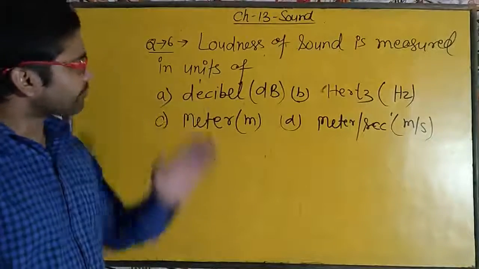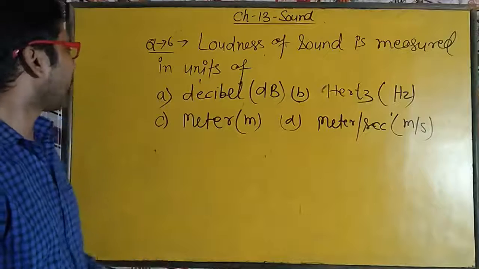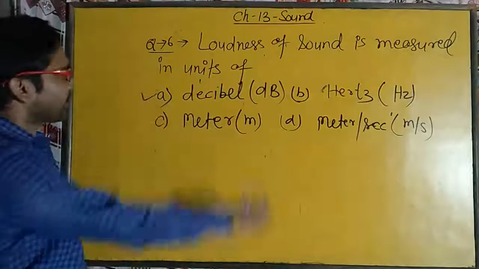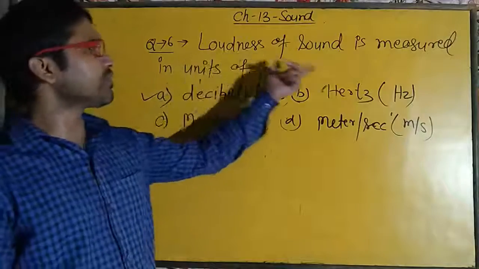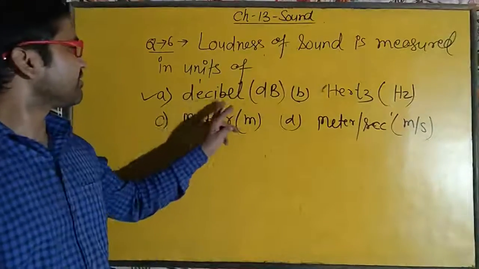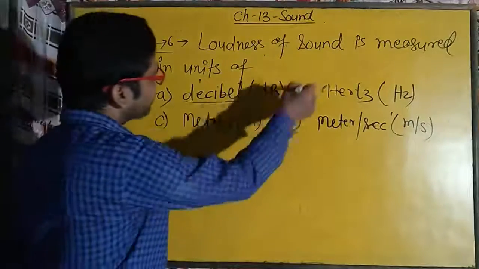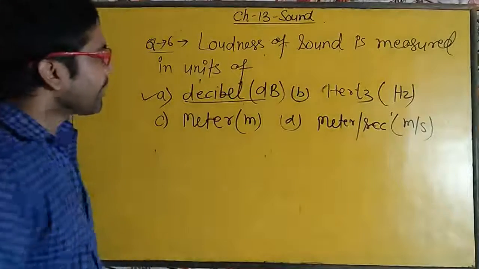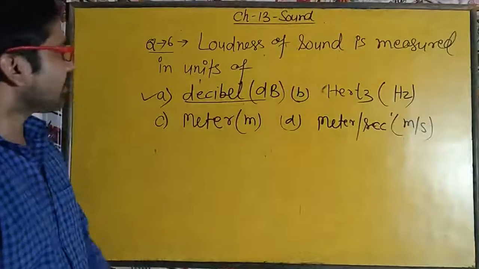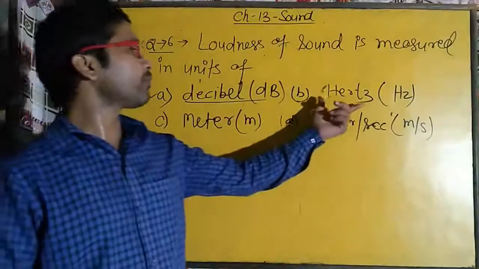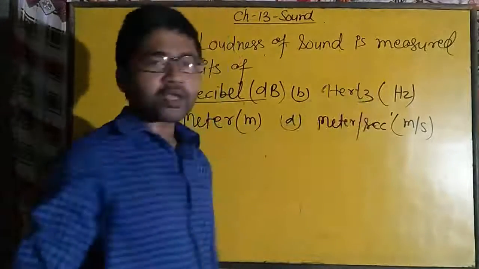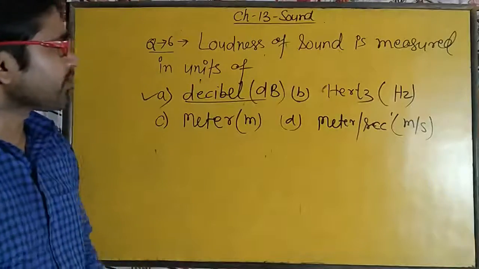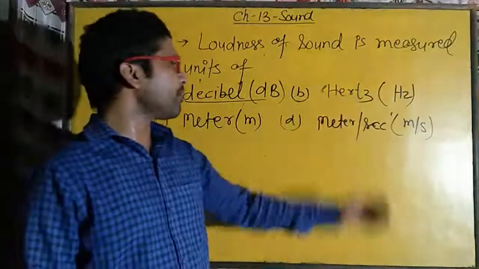And the correct option for this question is option number A, because we know that the unit in which we measure the loudness of the sound is decibel. Yes, this is the unit of loudness of the sound. Now let's see other units. You can see option B, this is hertz. Hertz is the unit of the frequency of vibrations.